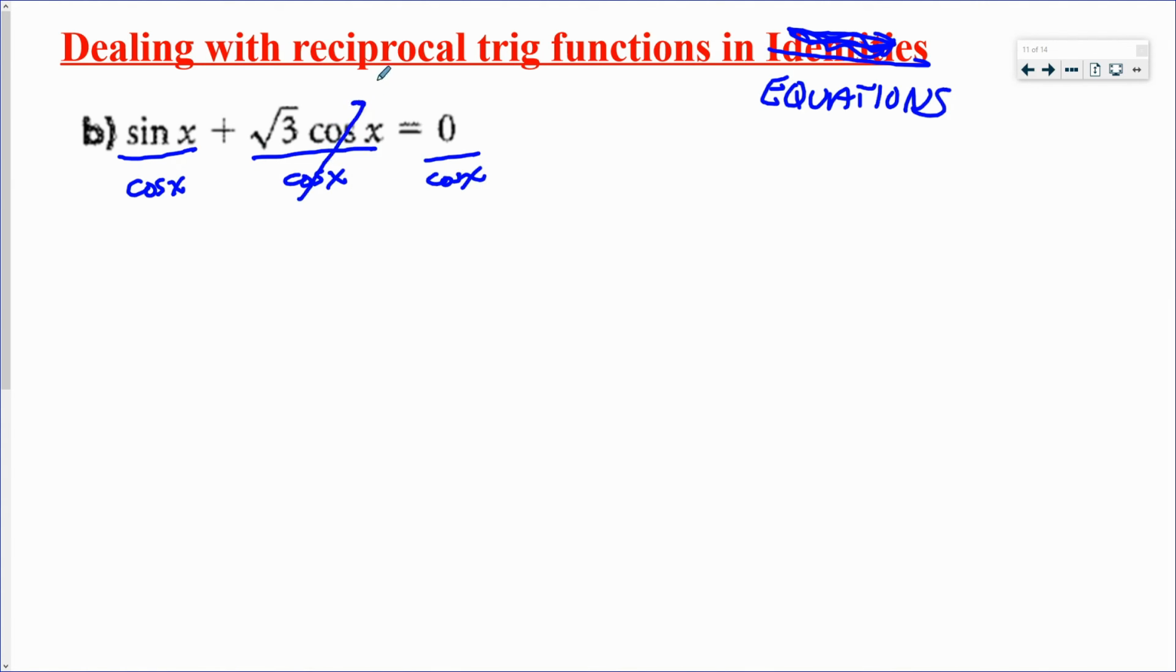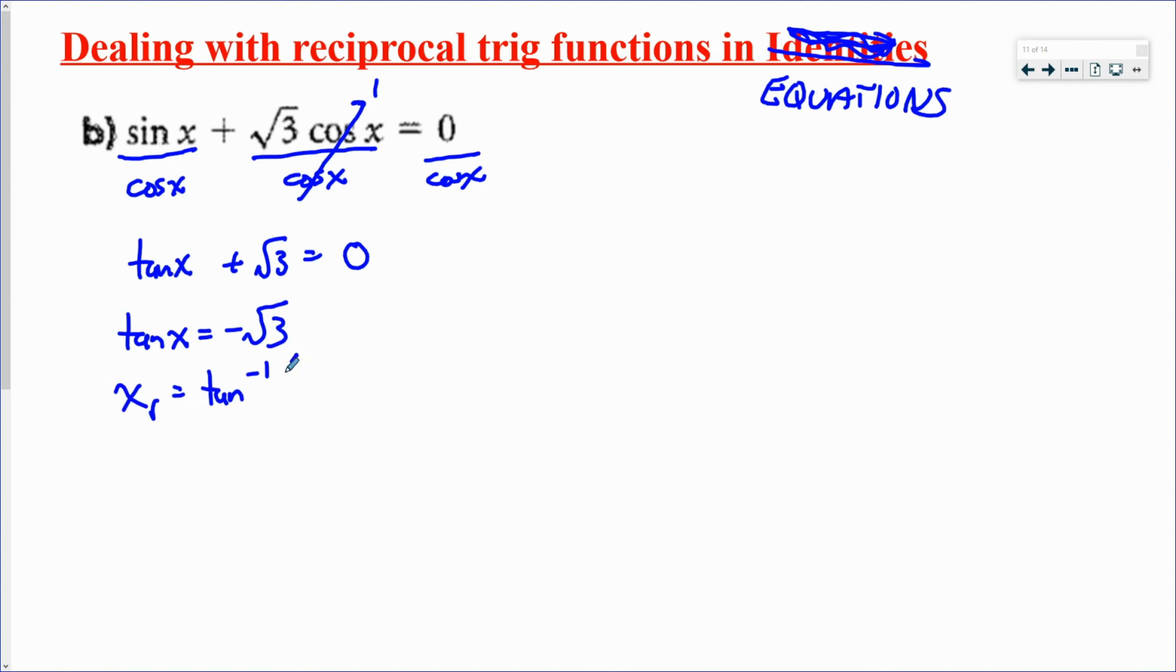So that would divide out to 1. This is going to give me tan, right? So now I have tan plus square root 3 equals, 0 divided by cos x is still 0. Now you can solve this for tan x. So you get negative square root 3. Find your reference angle. Again, this is a non-exact value. Get used to it. It's going to happen to you quite a bit on the exam.